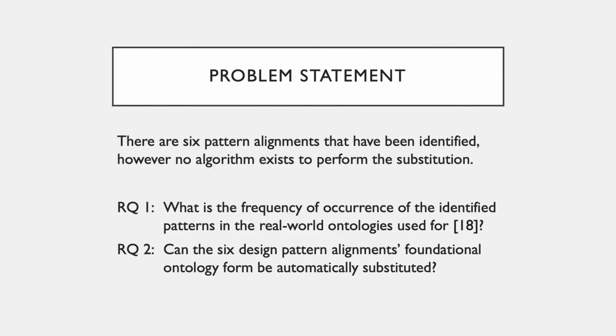The examples provided in the related work section specified what would be instances of a particular pattern alignment. For verbalization, it would be useful to substitute the foundational ontology form for the simplified form. However, in the previous work, there's no algorithm for performing that substitution. The first research question for this project is, what is the frequency of occurrence of the identified patterns in selected real-world ontologies? And the second is, can the 6 design pattern alignments' foundational ontology form be automatically substituted?